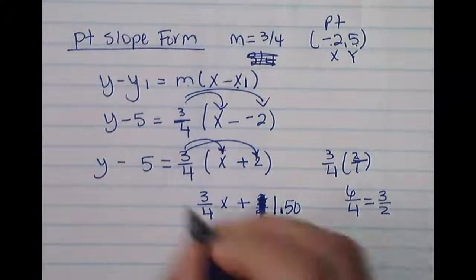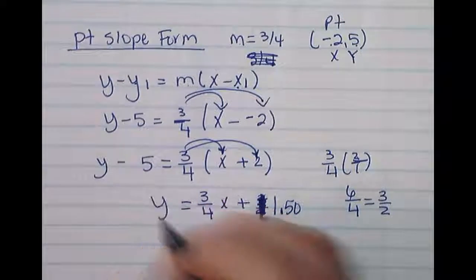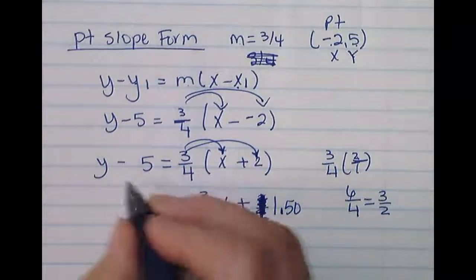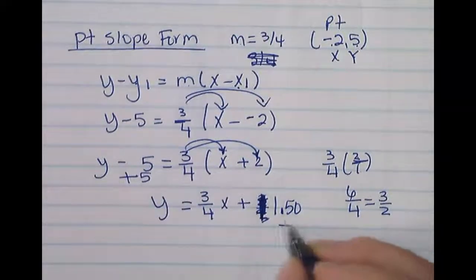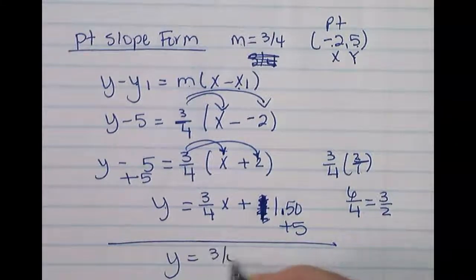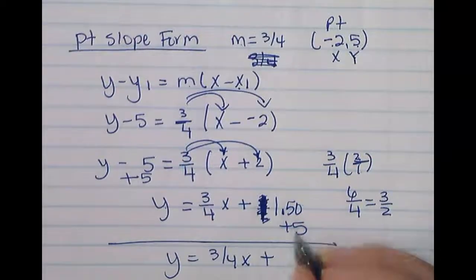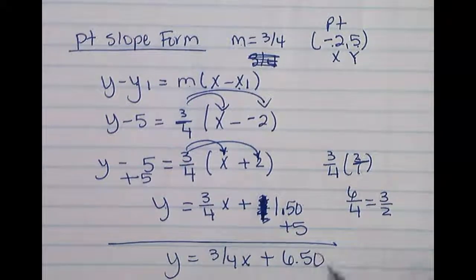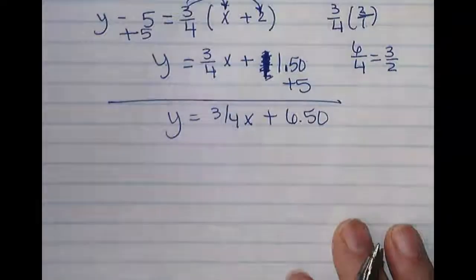I'll move that out. Equals, now here's the deal, equals y. That minus 5's got to go. So that is going to be plus 5. So I'm going to put plus 5 right over here. So the y stays here. 3/4 x plus, what's 1.50 plus 5? How about 6.50? So what does that look like on a piece of graph paper?